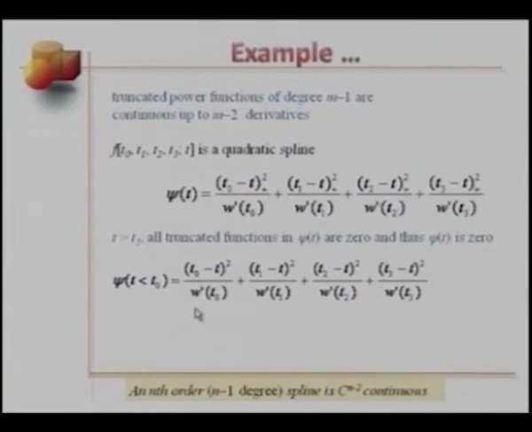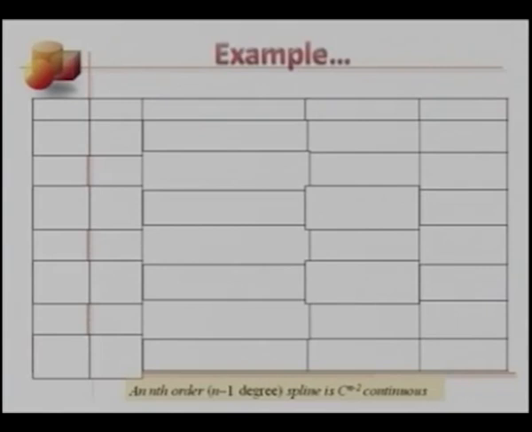Psi for values of t smaller than t0 can be written as this expression with all the truncated signs dropped: (t0 minus t) squared over w prime of t0, plus (t1 minus t) the whole squared over w prime of t1, plus (t2 minus t) the whole squared over w prime of t2, plus (t3 minus t) the whole squared over w prime of t3. Now this is a pure quadratic polynomial. The third divided difference of a quadratic polynomial (t_j minus t) the whole squared should be 0, and we'll see that now.